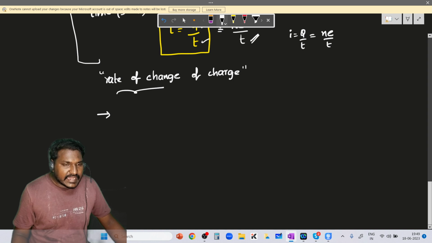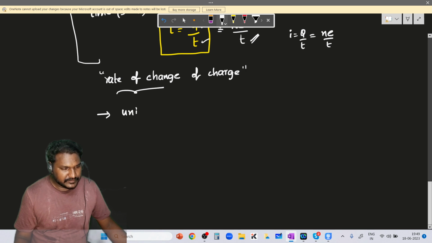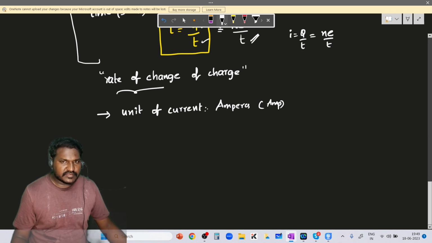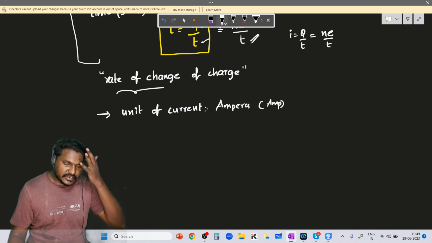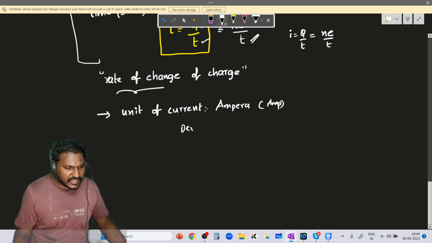Now, current is measured in amperes. The unit of current is amperes. It is the name of a scientist. It is measured in a unit called ampere, and the device used for measuring current is an ammeter.